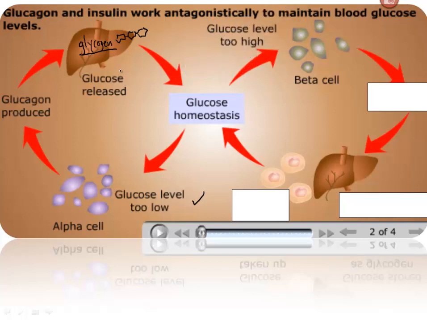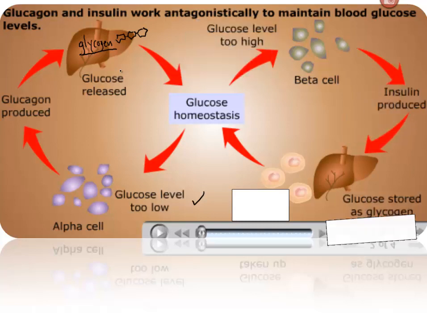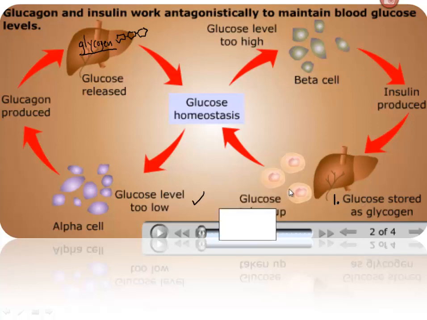Opposite, if the glucose level is too high, then beta cells will produce insulin. Remember IB? Beta cells will produce insulin, and insulin will help us to lower the blood glucose level by either, one, telling the liver to take up extra glucose and store it as glycogen, or signaling for cells to take up more glucose and use it. Take up the glucose and use it in combination with oxygen in cellular respiration to burn it off and turn it into energy or ATP.